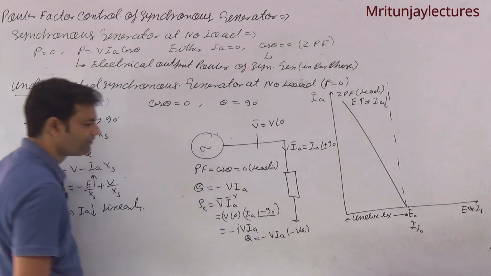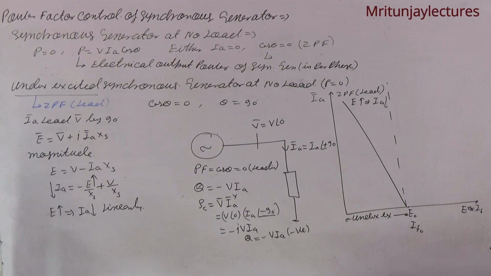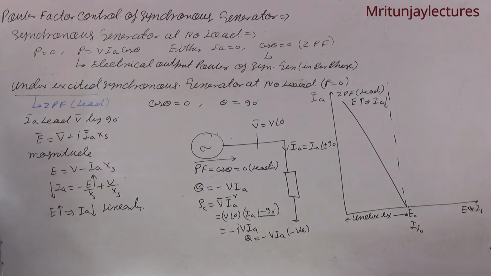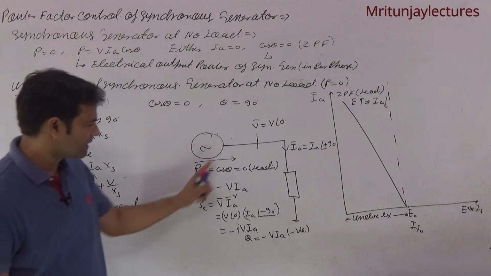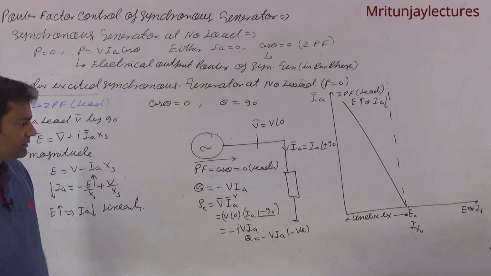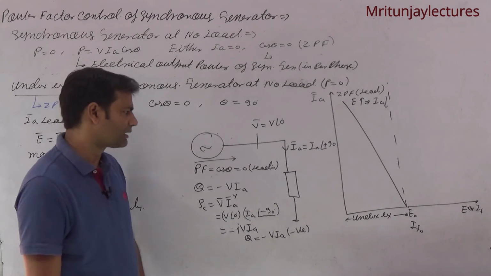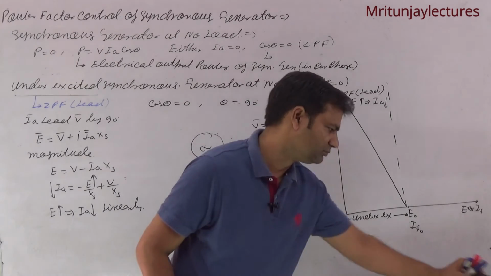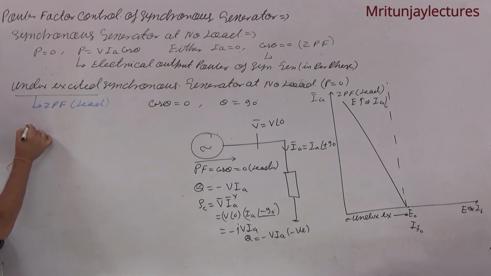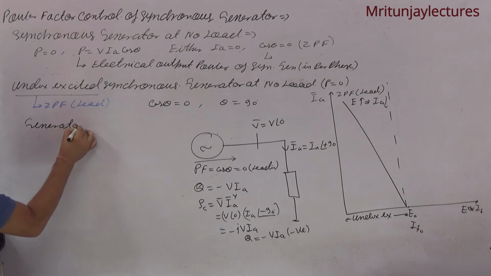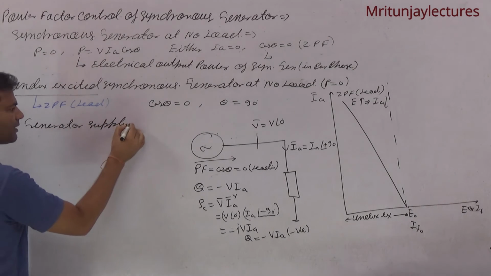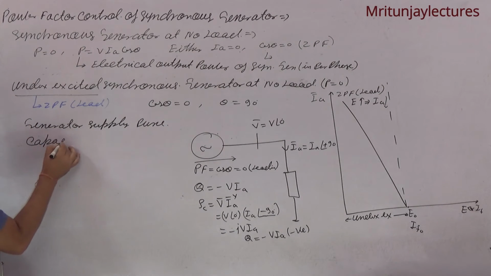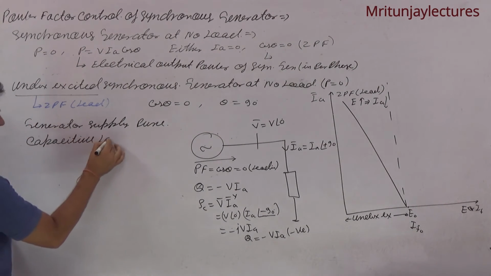That is negative. Clear? Now power factor by generator. You can say the generator supplies a pure capacitive load. Okay, generator supplies pure capacitive load. You can say that it is written as: generator supplies pure capacitive load. Clear?